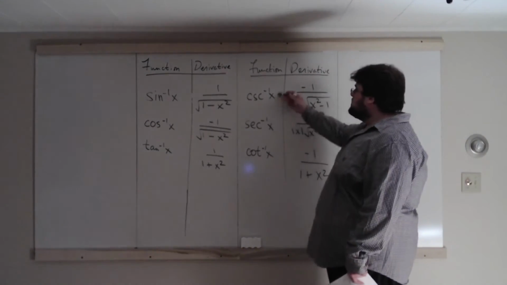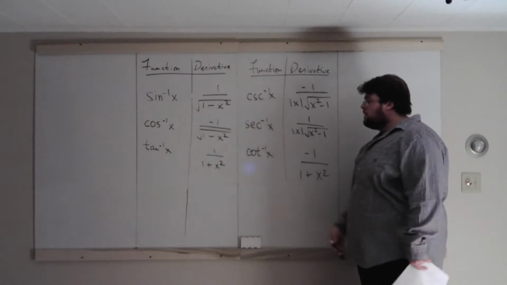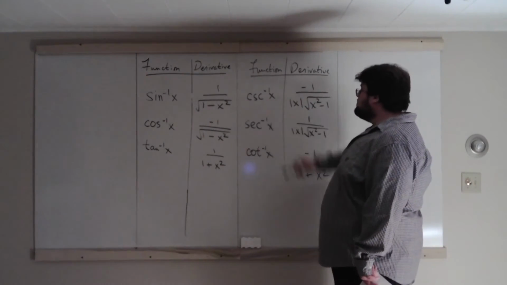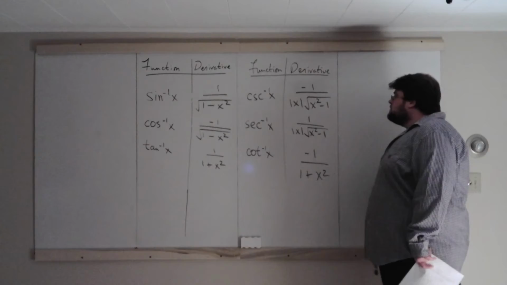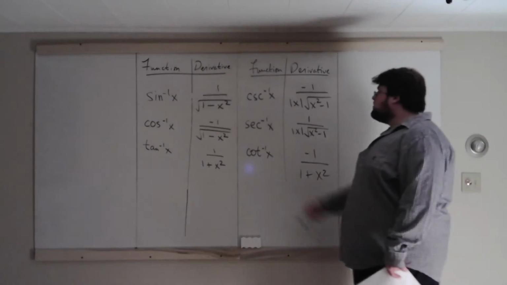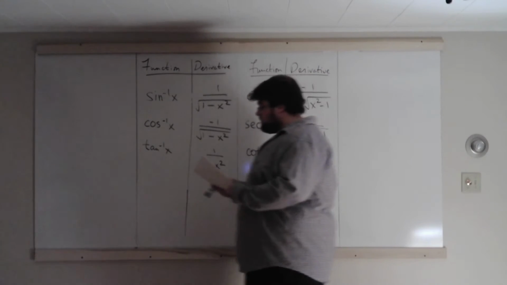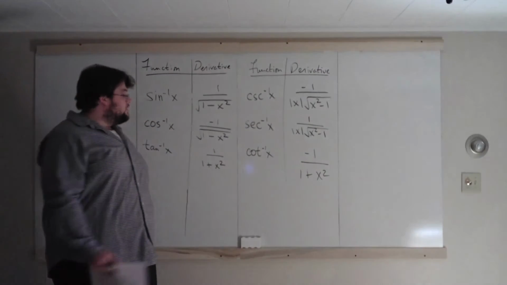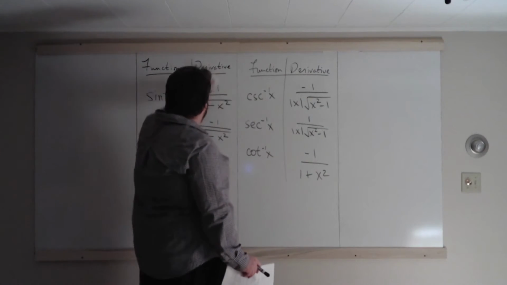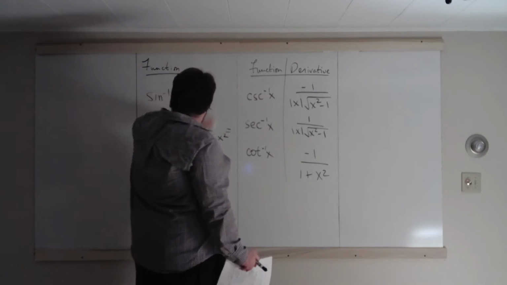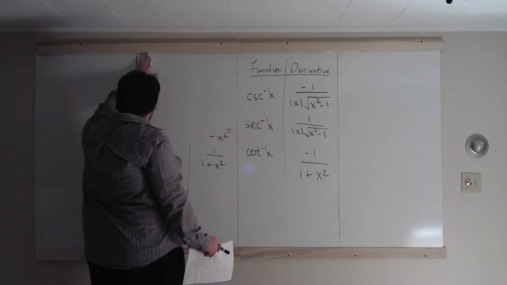Derivative of inverse cosecant, yes, I did go out of order there. Derivative of inverse cosecant is negative 1 over absolute value of x, root x squared minus 1, and derivative of inverse secant is the negative of the derivative of the inverse cosecant, also known as positive 1 over absolute value of x, root x squared minus 1.